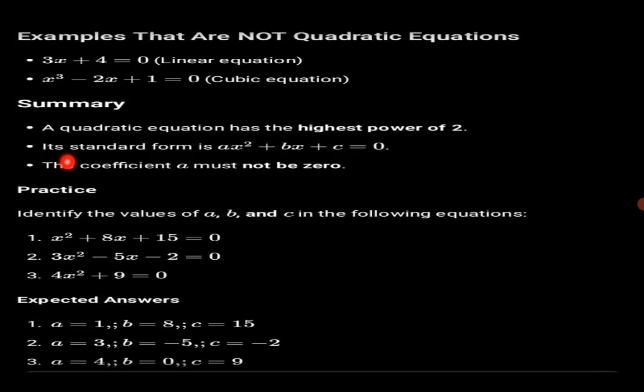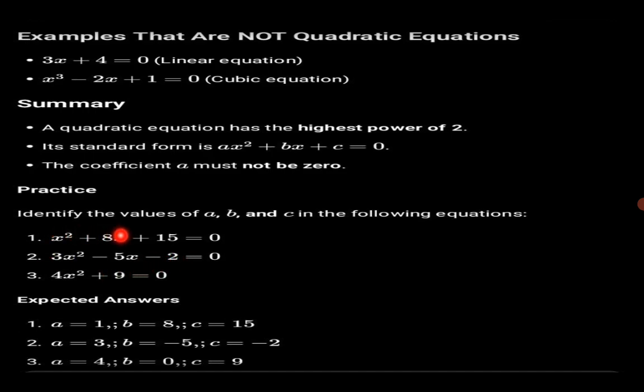Alright, so in summary, we are saying a quadratic equation has the highest power of 2, and its standard form is ax squared plus bx plus c equal to 0. And the coefficient a must never be 0, because if it's 0, it means you end up having a linear equation.